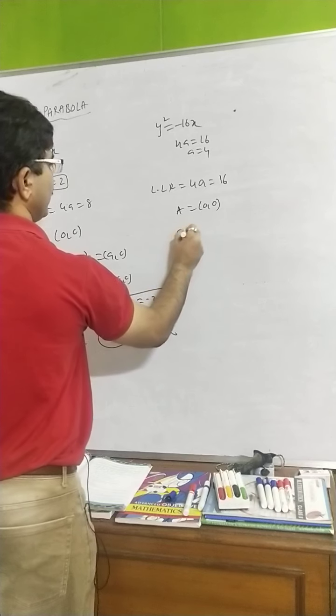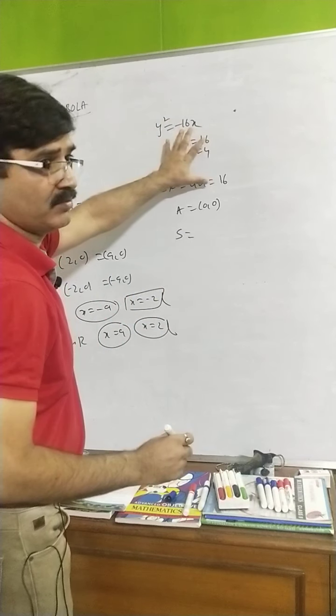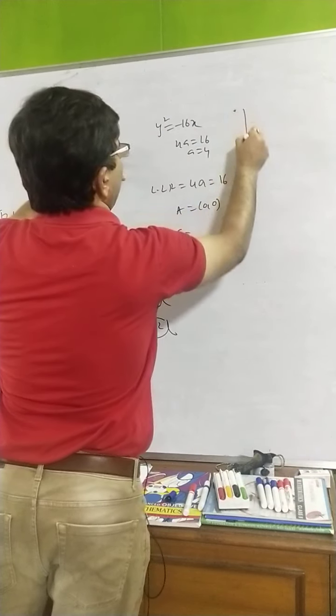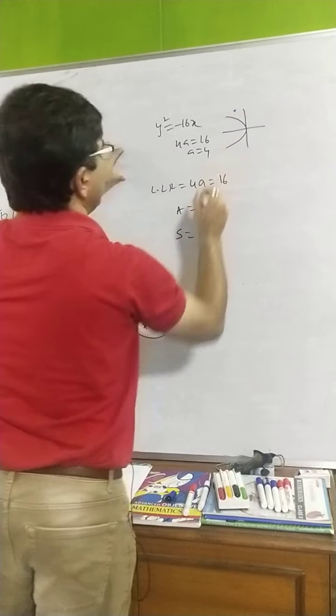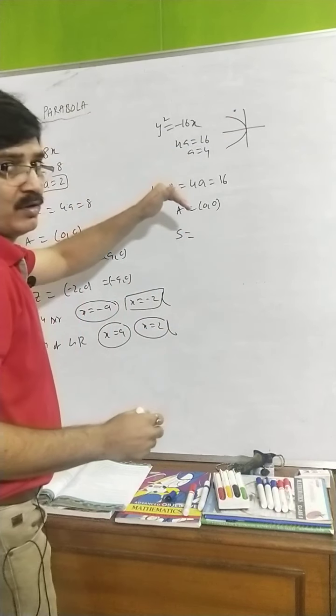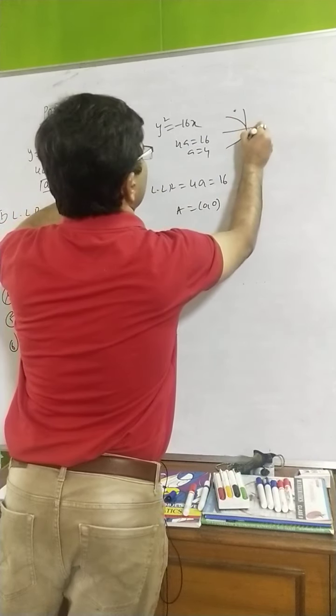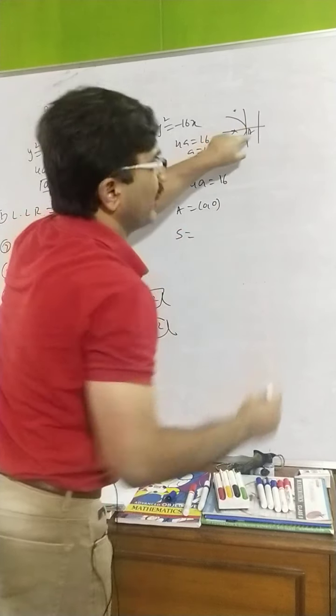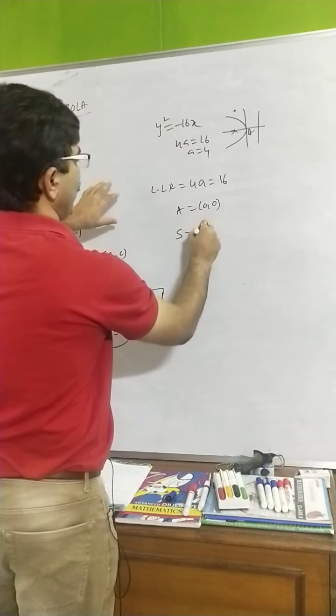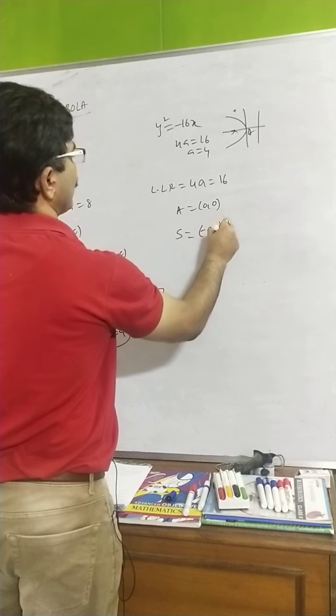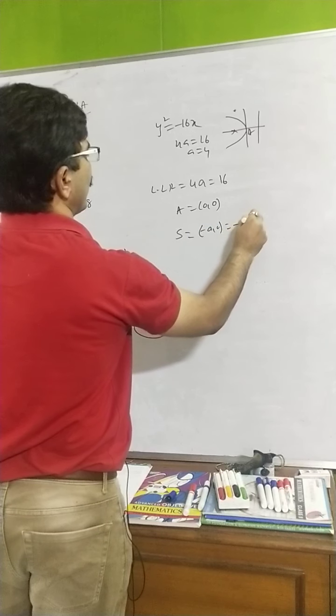Next one, the vertex A is same as it is, 0, 0, need not worry, 0, 0. Another one is the focus S. What is the shape of the diagram? Roughly, if you want, you can draw it like this. S may be on the left side. Here, if you say left side, that means A is the origin, left side is there, therefore definitely negative. Minus a comma 0, that is minus 4 comma 0 you get.